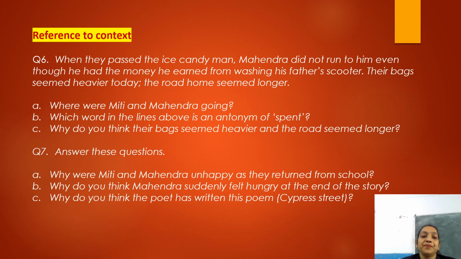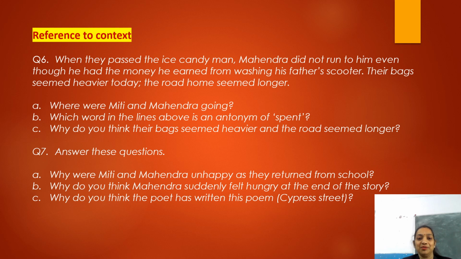So first question, where were Mitty and Mahendra going? Next question, which word in the lines above is an antonym of spent? And third question, why do you think their bags seemed heavier and the road seemed longer? So children, these are the questions which you have to answer. Okay? Answer the questions carefully. Okay? Yes. Now let us move on to our next question, which is the last question of this revision worksheet.